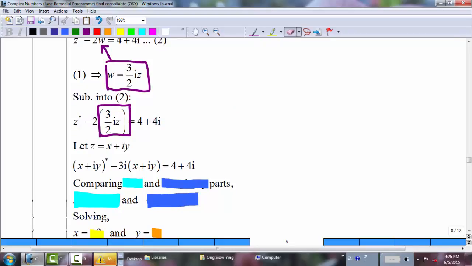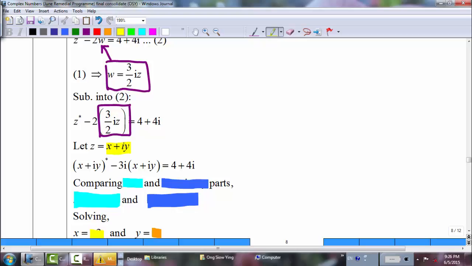But it's better than Z and W, because Z and Z conjugate, at least they're related. It's like relatives, so it's easier to work with, right? But when you have an equation involving Z and Z conjugate, it's advisable for you to just let Z be x plus iy. Because once you let Z be x plus iy, you will be able to work out your Z conjugate, because it will be x minus iy. Okay, so this is the first thing you should try to do if you have Z and Z conjugate in the same equation.